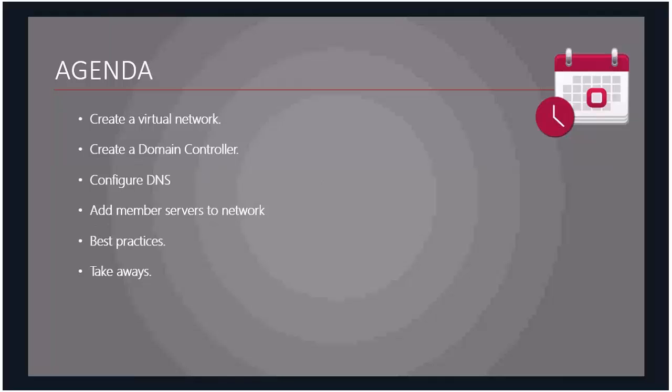Dive into what we're going to cover in this presentation. We're going to look at creating a virtual network, then add a domain controller into that virtual network. We're going to configure our DNS so that everybody in that network can talk to that domain controller, and then we're going to add member servers to that network to give us more functionality. We'll finish off with our usual best practices and takeaways.